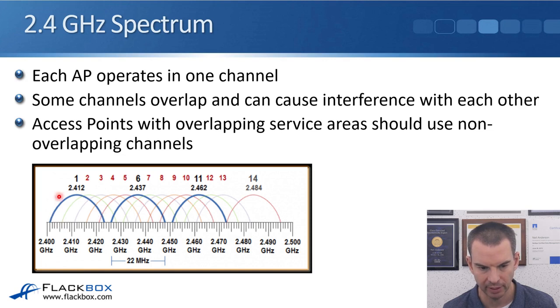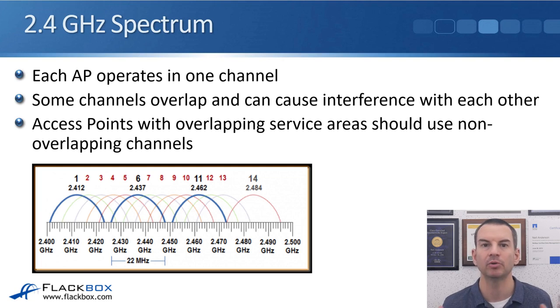So you can see here that channel 1 is shown in blue. It goes from there to there. And then channel 2 goes from here to here. So there's a lot of overlap between channel 1 and channel 2. Also, channel 3 is overlapping there as well. And you can see it's all the way until we get up to channel 6, where it is not overlapping with channel 1. So in the 2.4 gigahertz spectrum, in the US, there's actually only 3 channels which do not overlap with each other. Those are 1, 6, and 11.